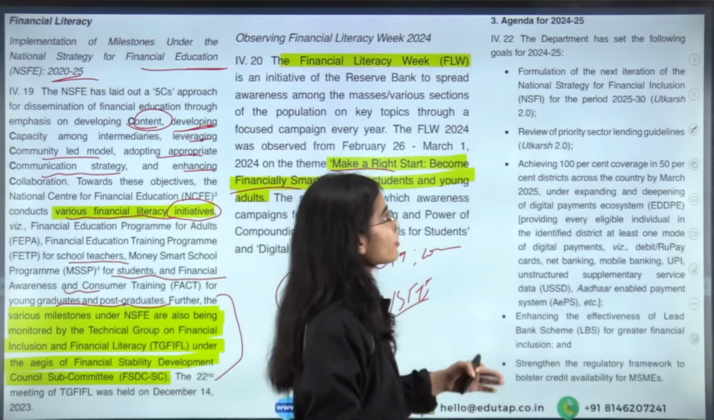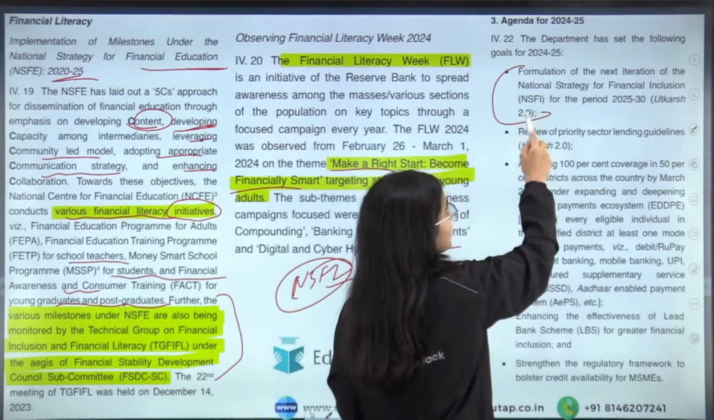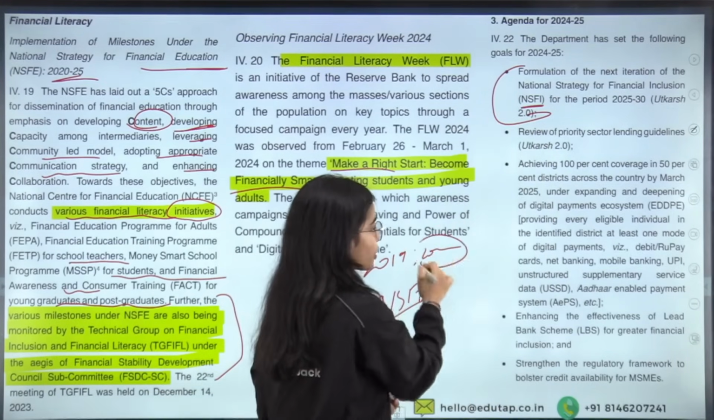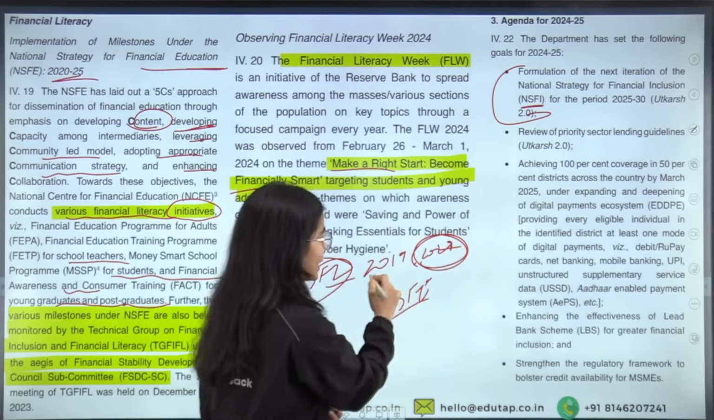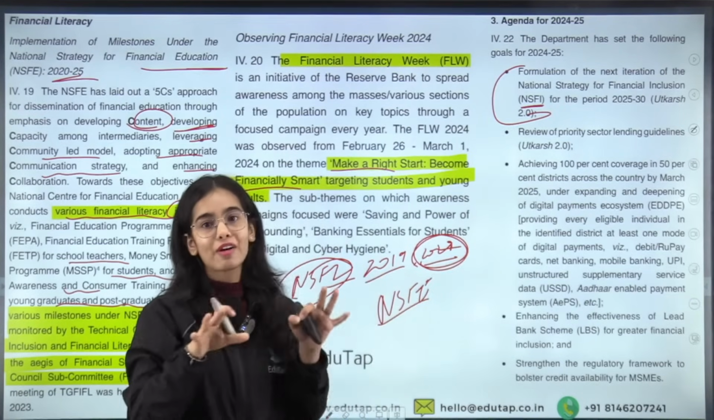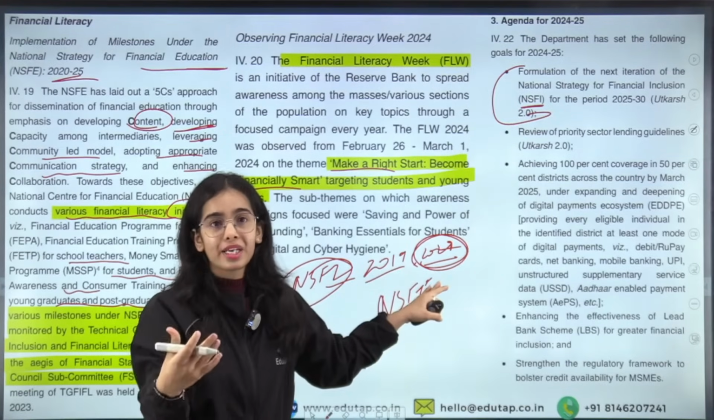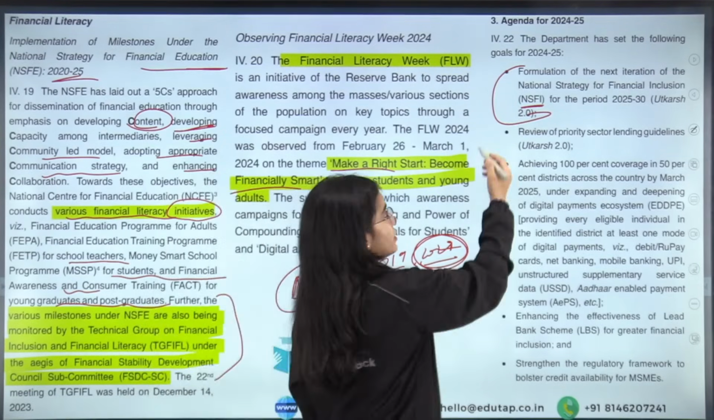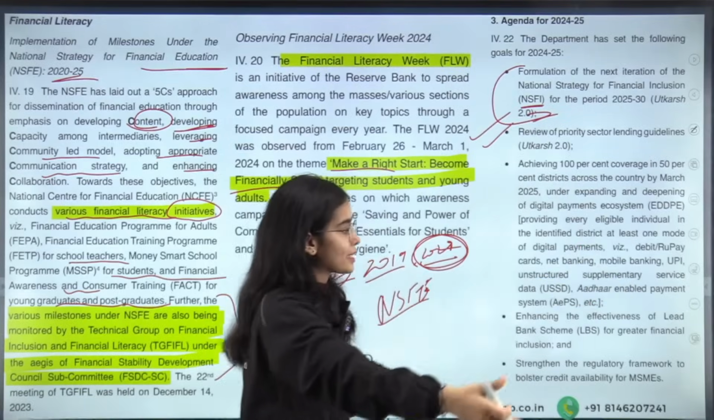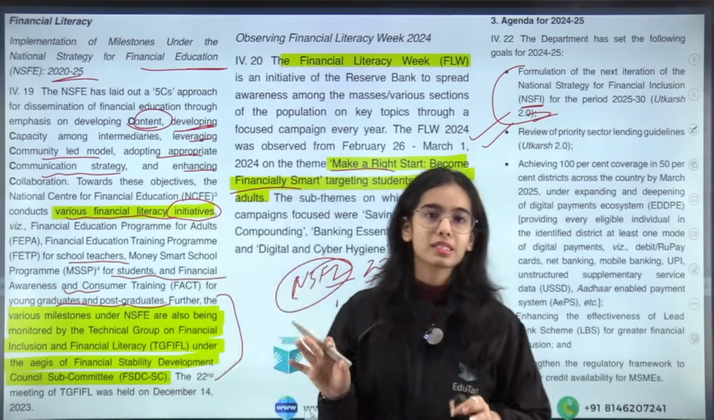Now these are the agenda for the coming year. We have to prepare the NSFI, because it is going to end in 2024. It ran from 2019 to 2024, so we have to make a new iteration of the NSFI. The preparation for that has started. You can read more about it, but this is the basic idea.